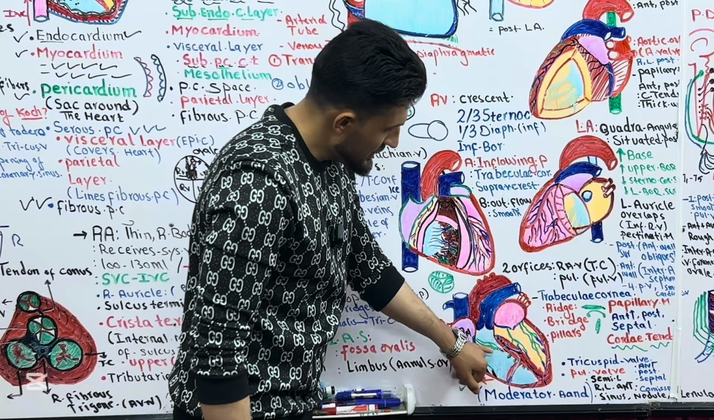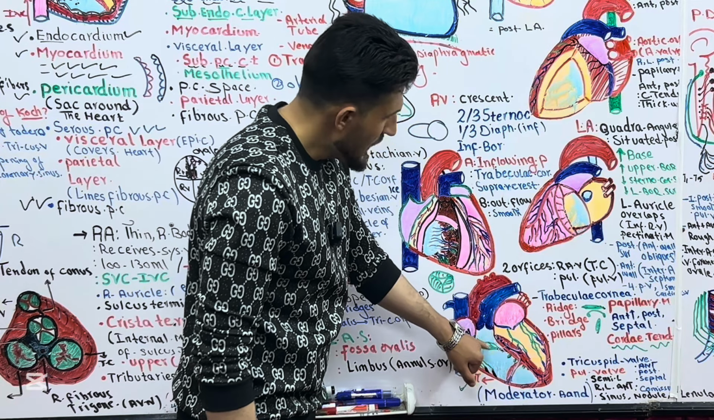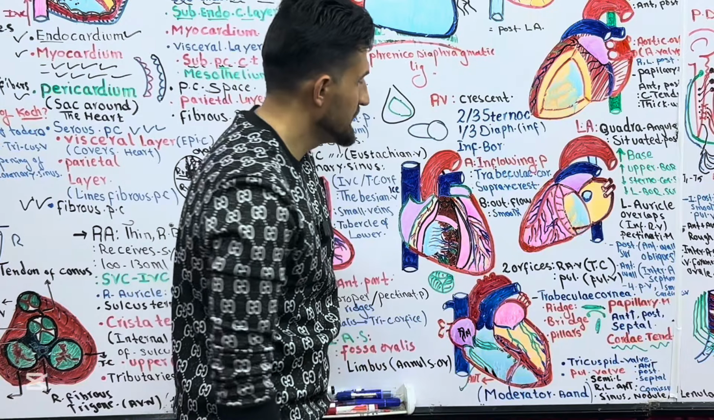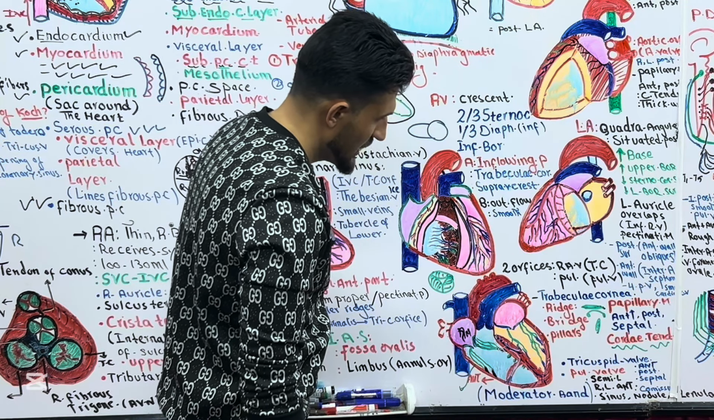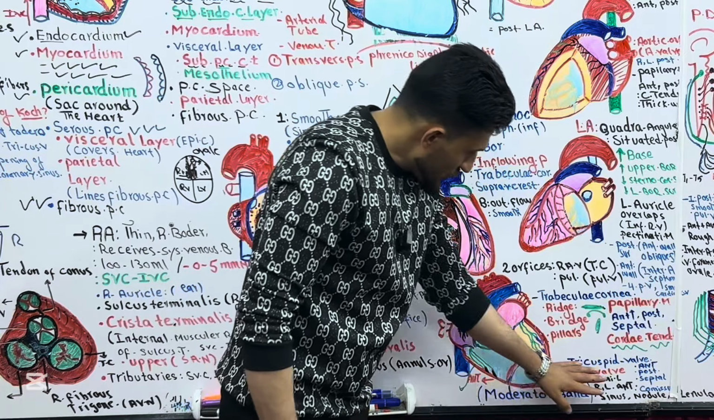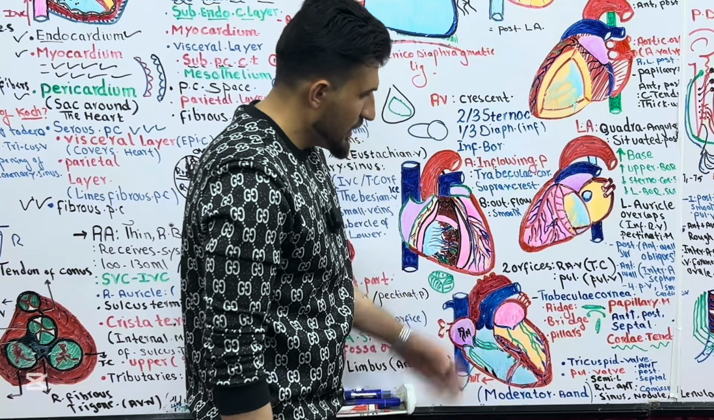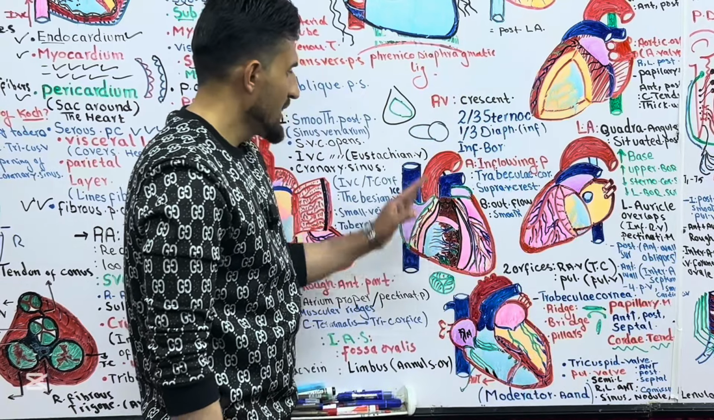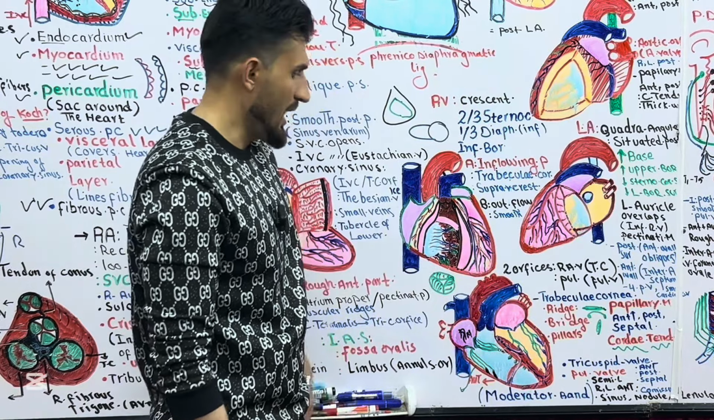And these chordae tendineae are made of connective tissue, plus they are covered by endothelium. This is also an important point in histology. Got it? About the tricuspid valve, it has three cusps: anterior, posterior, and septal cusp. Septal, anterior, and posterior cusps. Okay.